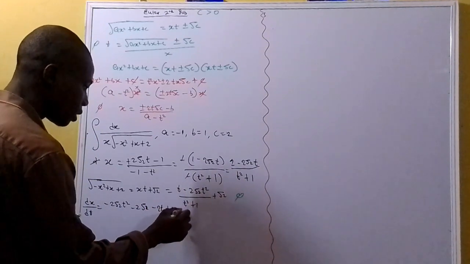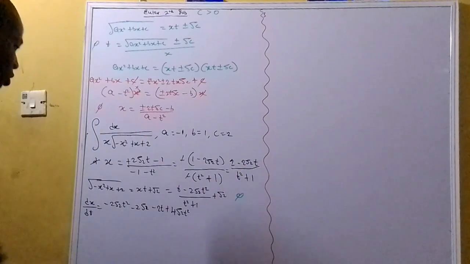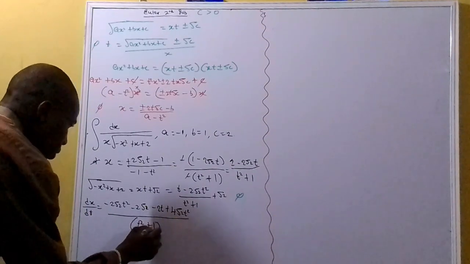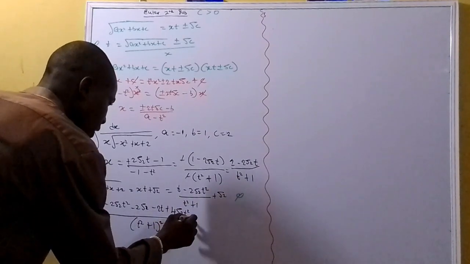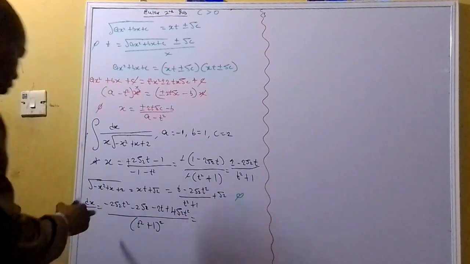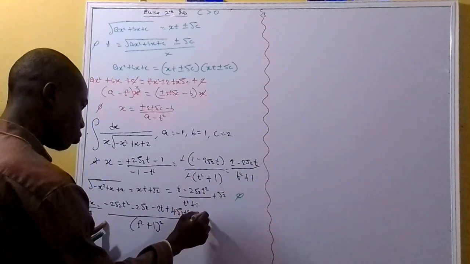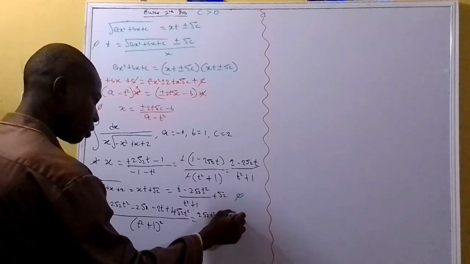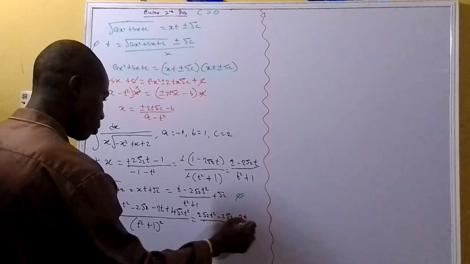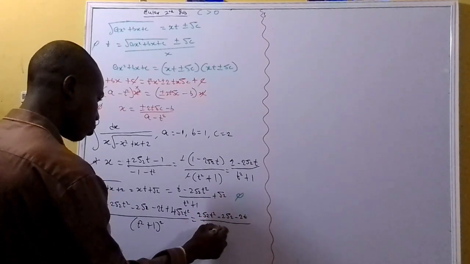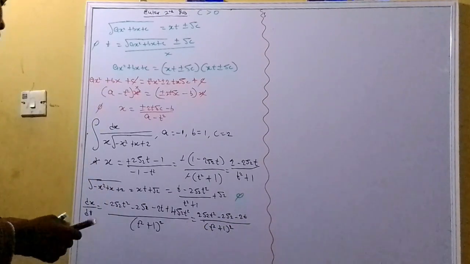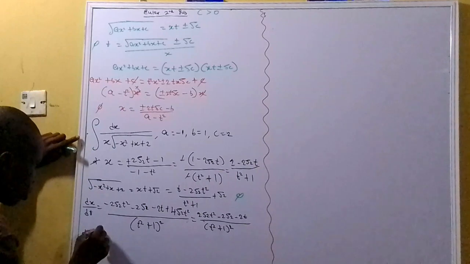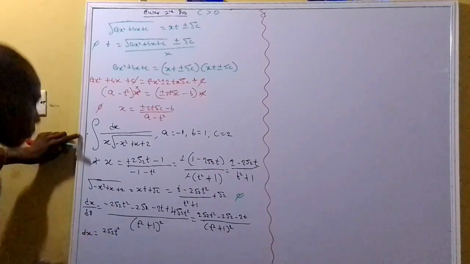4 root 2, then your t squared. T times t, you have the t squared. Then over our v squared, which is going to be t squared plus 1 raised to power 2. So this can easily be equals to your 2 root 2 t squared minus 2 root 2 minus 2t, then over our t squared plus 1 raised to power 2. So automatically you should know that our dx here would be equals to your 2 root 2 t squared. Are you with me?